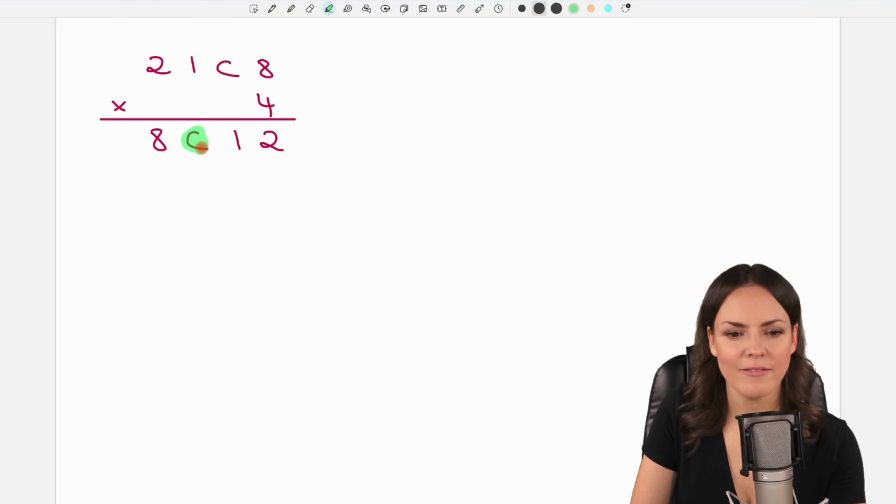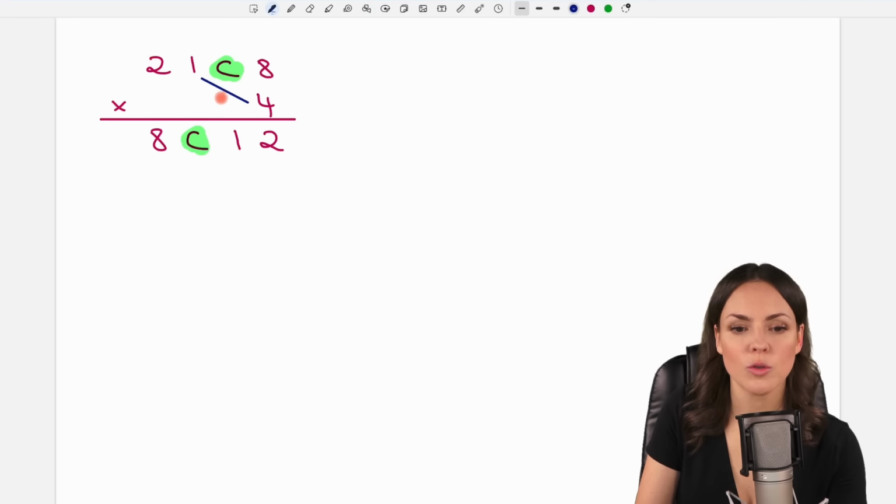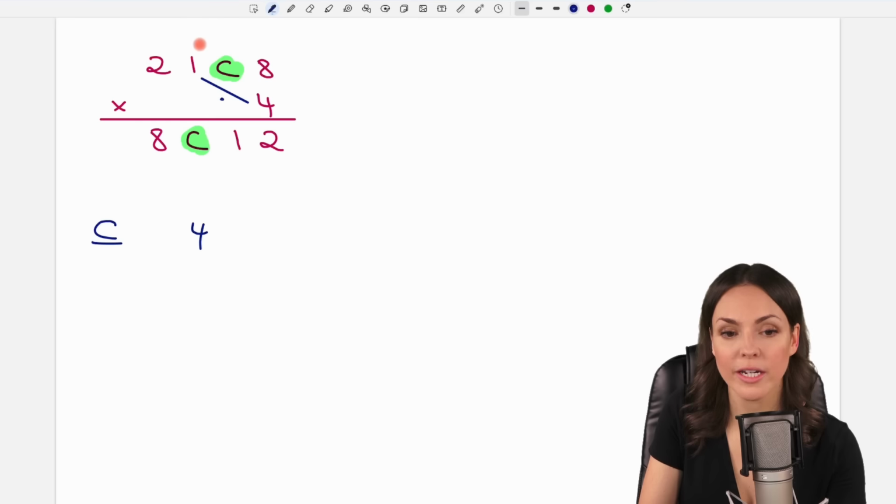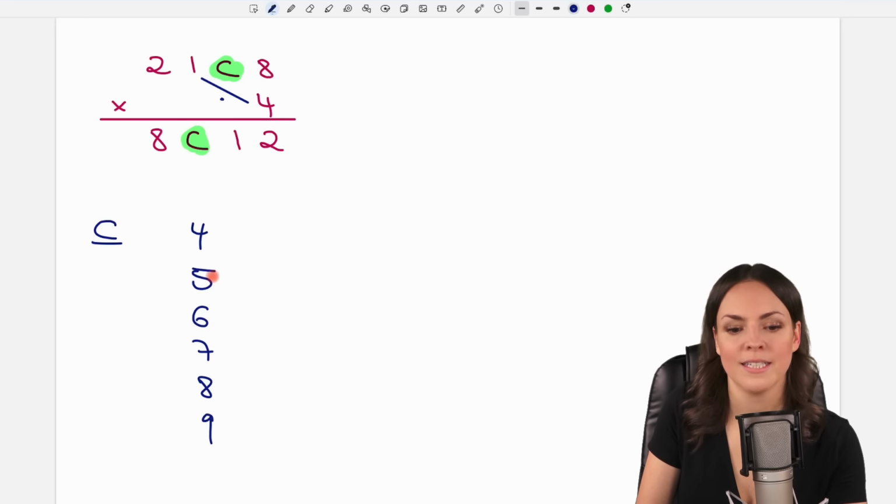Okay, let's try and find our C. C here will be the result of this multiplication. So my C can be 4 times 1, so 4 if I don't have a carry from my previous calculation. Or if I have a carry, my result here could also be larger than 4. So maybe 4 or 5 or up to 9. Okay, so I use this C here.